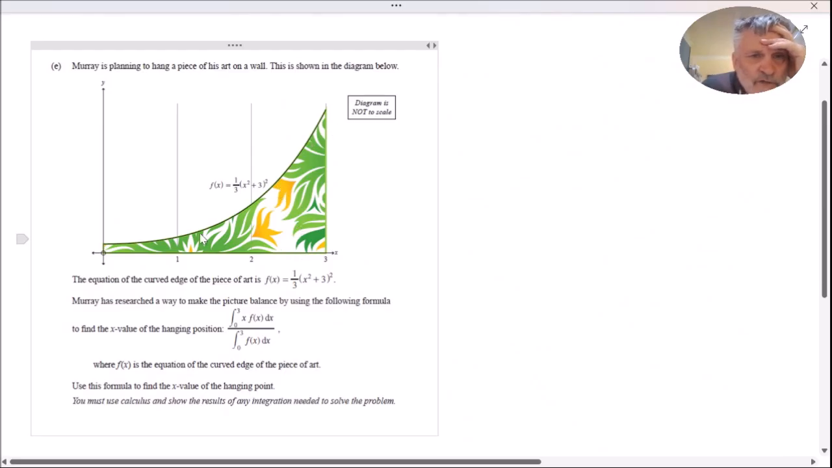There's a curved edge that's got an equation, x squared plus 3 all squared, and then multiplied by 1/3. And this guy Murray has apparently figured out through some research that if you calculate an x value based on this formula, you'll get a place where this will hang nicely. Use this formula to find the x value of the hanging point.